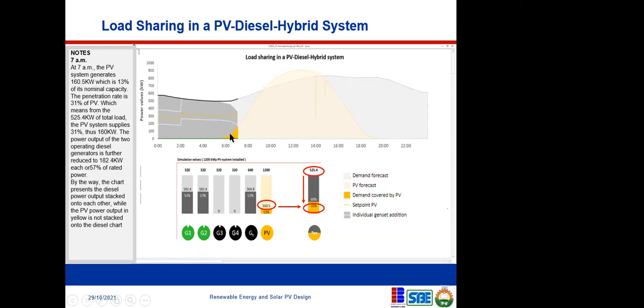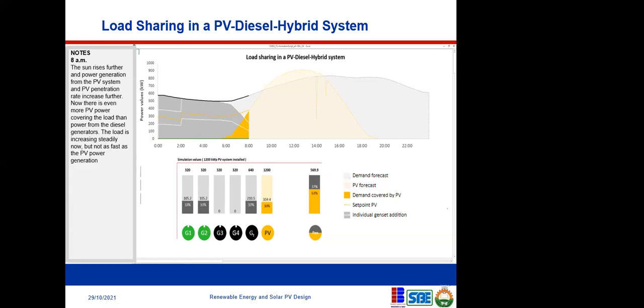So let us keep going and see how the generator keeps. Now, as the sun keeps rising, it keeps reducing the load factor of the generator. Now the generators are operating at 33%. Very soon they will get to the minimum loading factor. Now you can see that the penetration rate of the solar system has increased up to 63%, whereas the generator is only giving out 37% at this time, right?